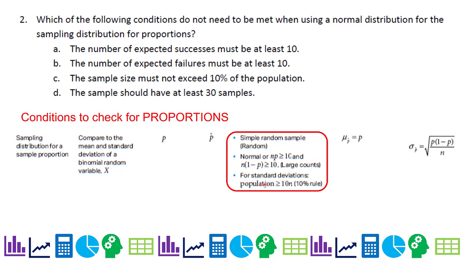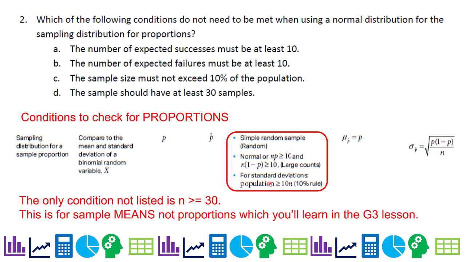And then you can see for standard deviation calculations, we need to meet the 10% rule that our sample size is not more than 10% of the population, or you could say the population is at least 10 times the sample size. And then finally, the only condition not listed is n is at least 30. This is for sample means, not proportions, which you'll learn in the next lesson.